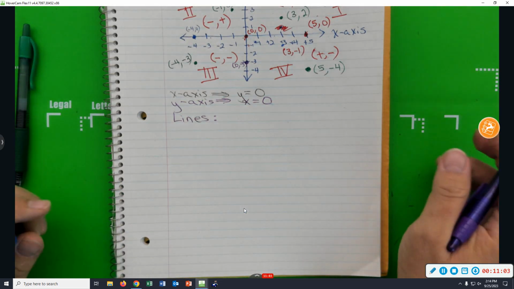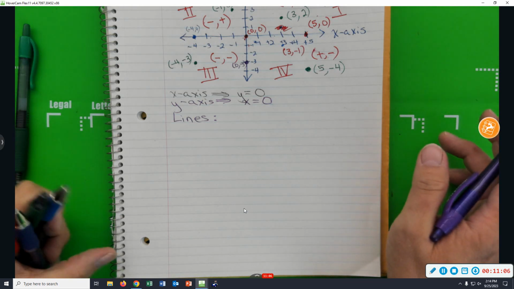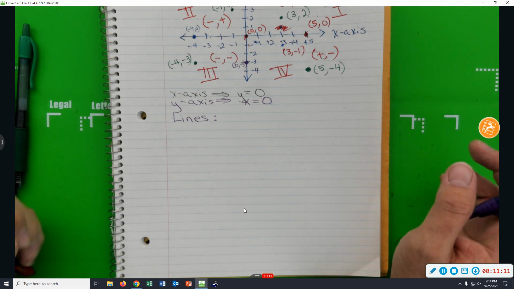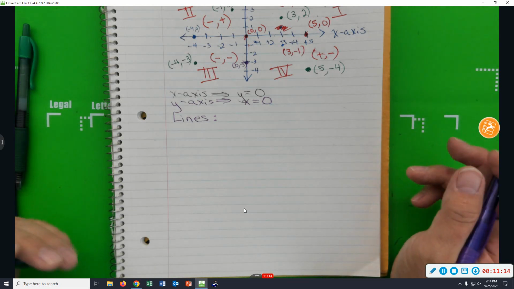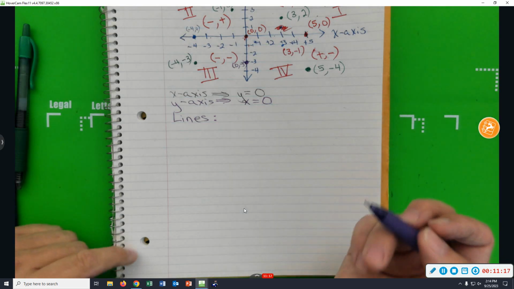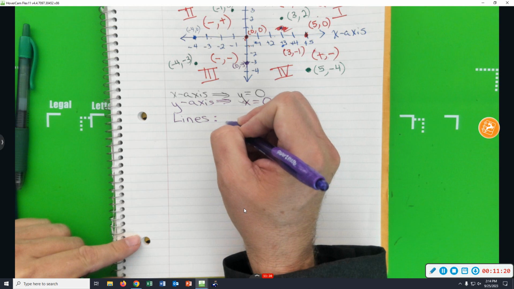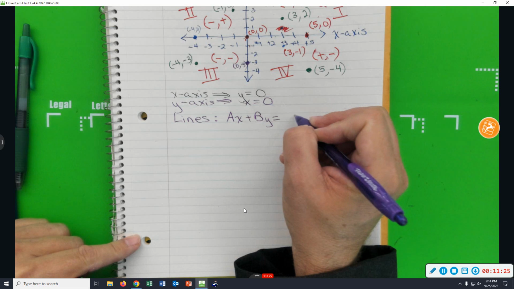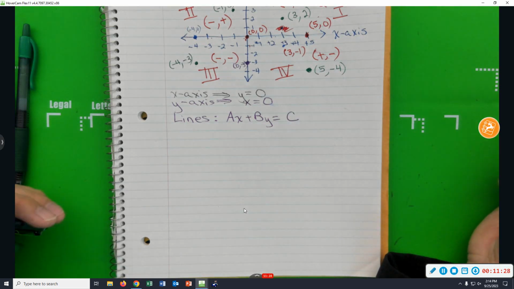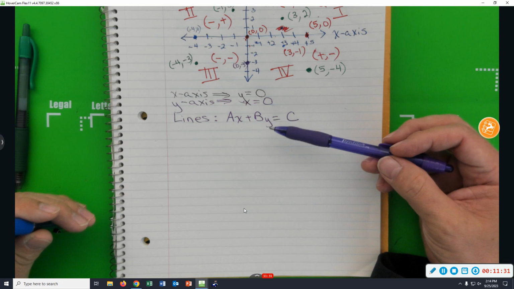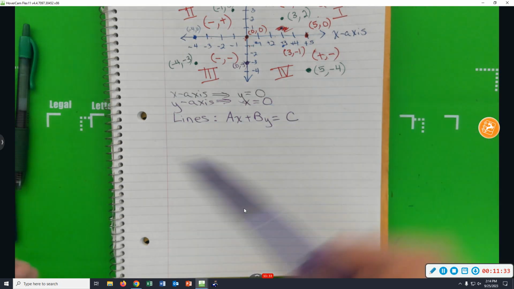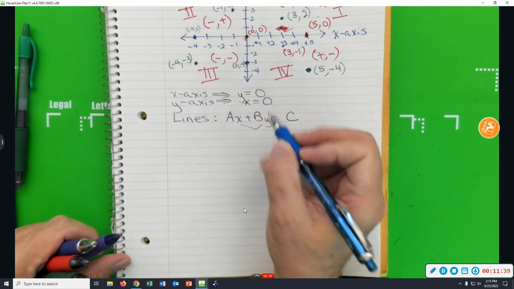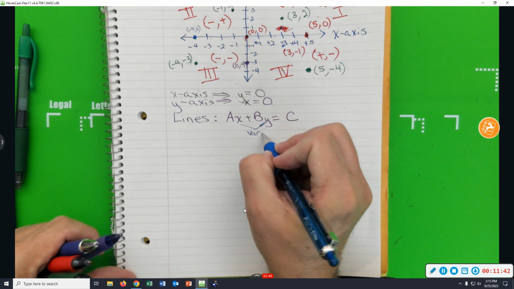The equation of a line doesn't have any exponents appearing on it. You have x's and y's. You may only have one x or one y, and we'll graph lines in more detail in another assignment. But for our purposes, a line can be written in the form ax plus by equals c. A line just has x and y. x and y are the variables. a, b, and c are numbers.